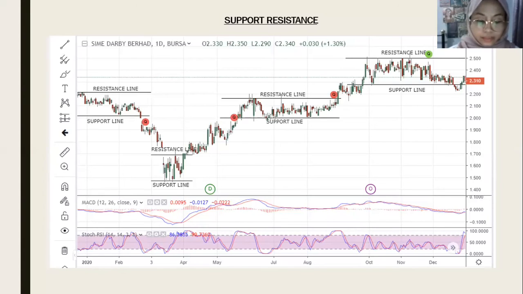Next is support and resistance. Derived from the graph, Darby has hit the support line from 4 March until 9 April with the price of 150, compared to the other support lines that occurred this year. This month shows the lowest share price. Furthermore, due to the MCO that has been implemented, the concentration of buying demand started to decrease. Next, the resistance line occurs from October until the end of 2020 with a price of 2 ringgit 30 cents.